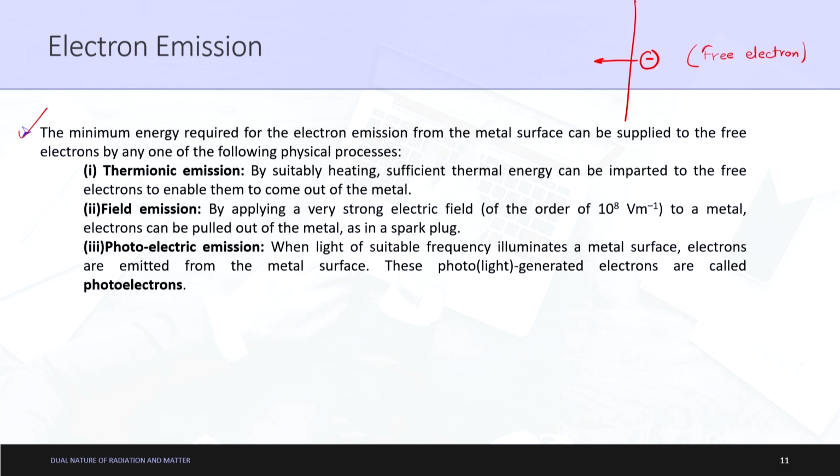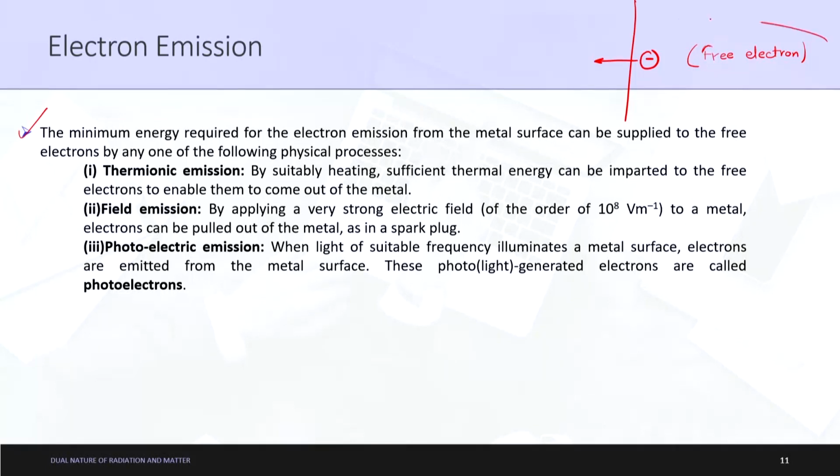The first is thermionic emission. By suitably heating, as we understood in the previous slides also, electrons are emitted when there is a change in the temperature of the metal. That corresponds to thermionic emission. When ultraviolet light falls on the metal and electrons are emitted, that is called photoelectric emission, and similarly field emission. These are the three different ways in which the free electrons get out of the metal.